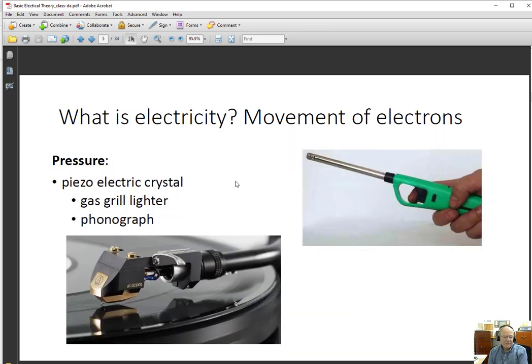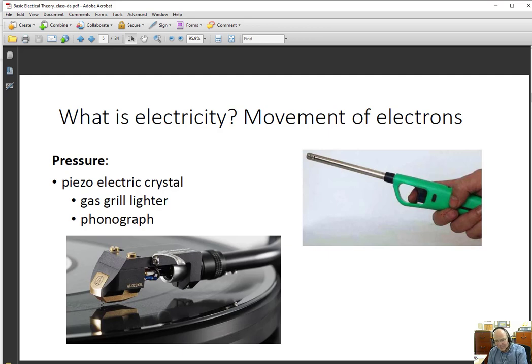That's friction. There's another way that electricity is generated, and that's with pressure. Something called a piezo crystal, which is a quartz crystal. And a piezo crystal is being used now in 2 places that you might be familiar with. For a while I stopped talking about phonographs because nobody knew what it was, but now phonographs are making a big comeback. So we have phonographs and we have a gas grill lighter.